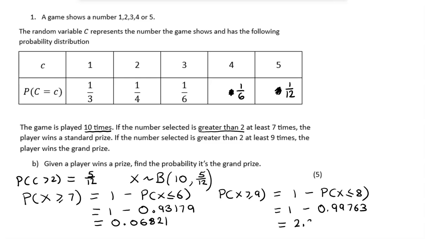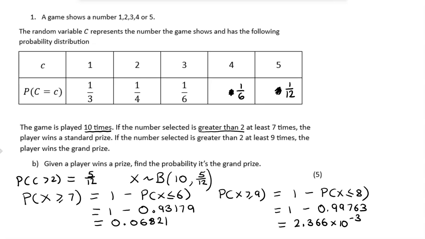And we get quite a small probability, which makes sense. It should be less likely to get 9 or more than it is to get 7 or more. So now let's break down what we're actually trying to find here ultimately.